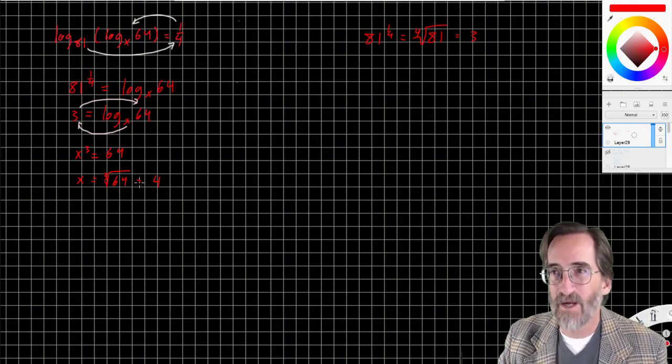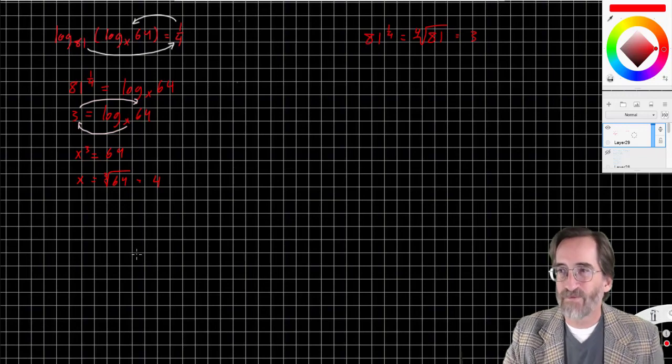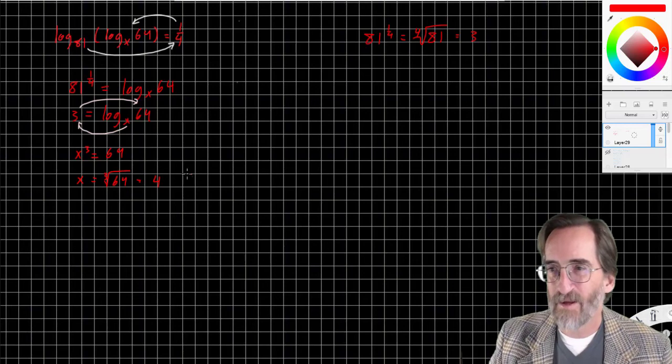Now check to see if this makes sense, or if this results in a violation. There's no violation. Log base 4 of 64 is 3. Log base 81 of 3 is 1/4. All right, so there we have it.